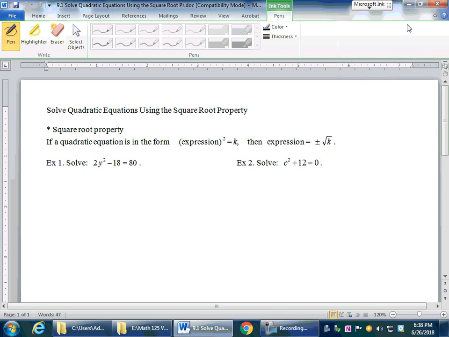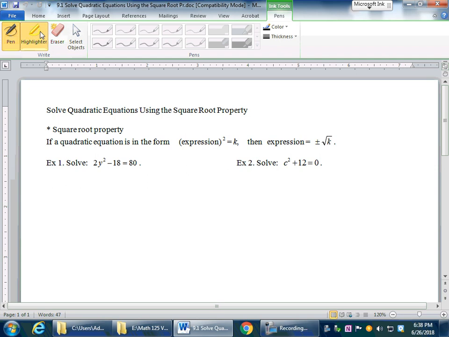9.1. In this entire chapter 9, we will focus on quadratic equations and quadratic functions. First we're going to look at quadratic equations, and how to solve them by a different technique other than just factoring. So in this 9.1, we're going to use the square root property to solve quadratic equations.